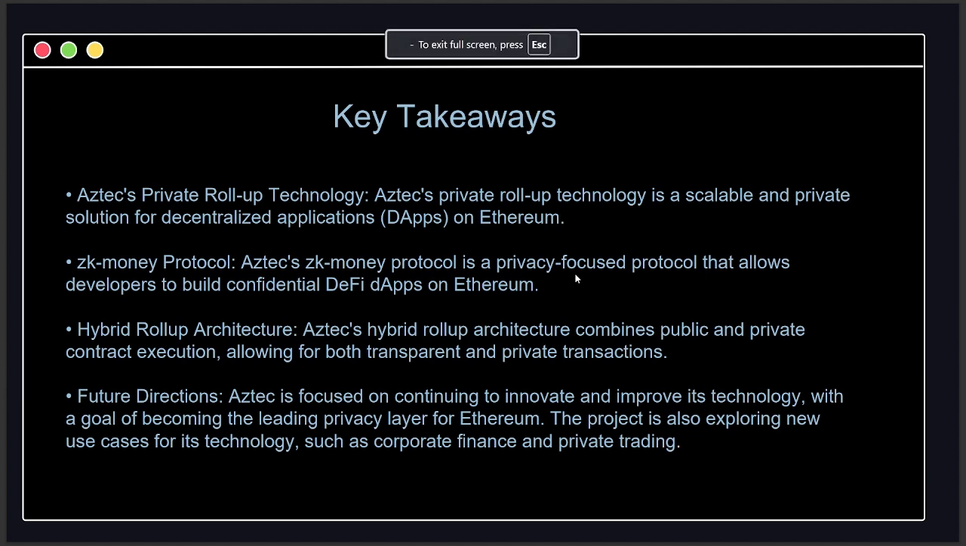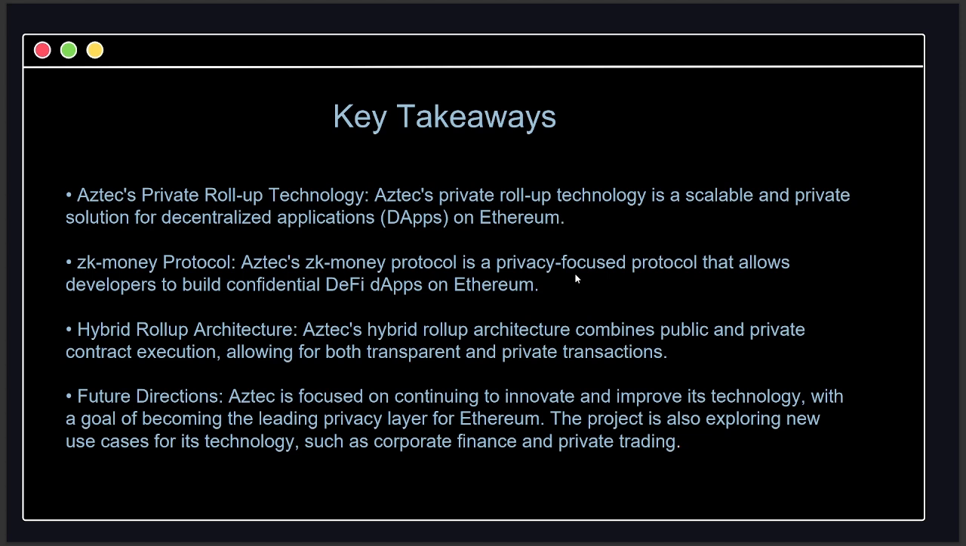All right. So Aztec private roll-up technology, ZK money protocol, hybrid roll-up, the future directions. Right, so we already explored these things. It's just summarizing everything that you learned in this workshop. Okay. So Aztec's private roll-up technology enables scalable and private decentralized applications by processing transactions off-chain and submitting zero-knowledge proofs to the Ethereum mainnet.